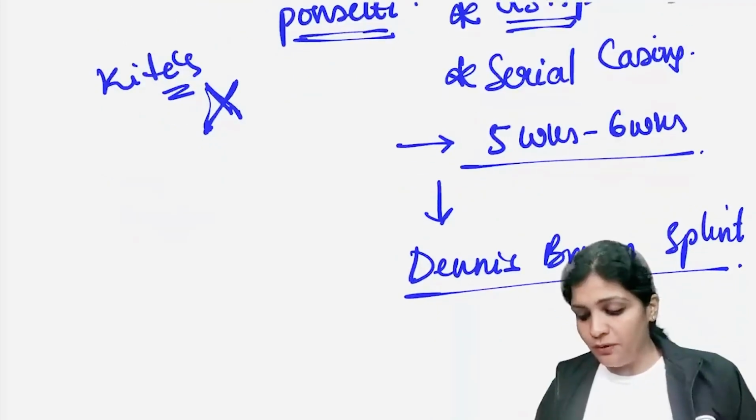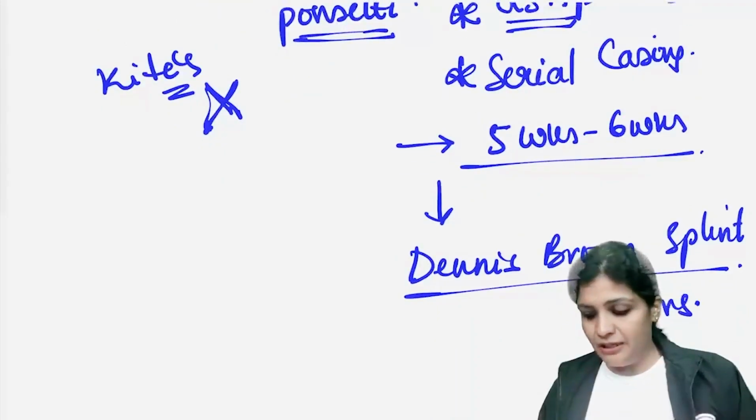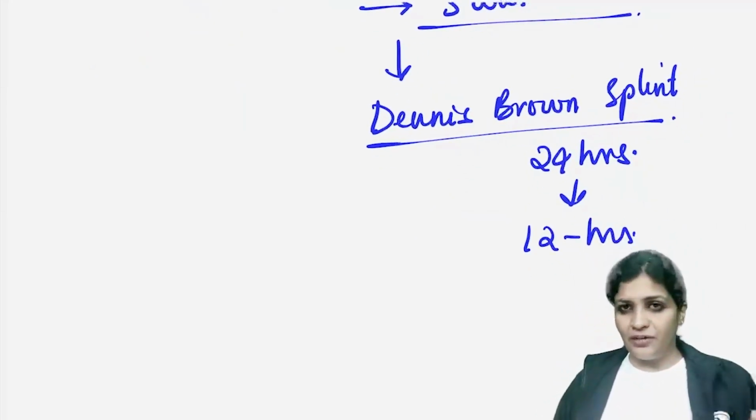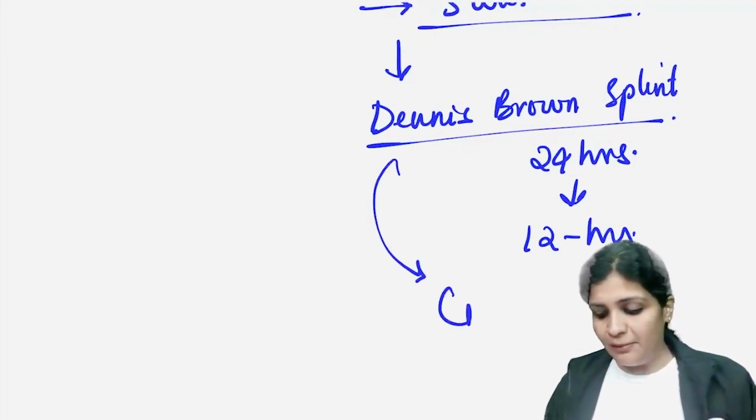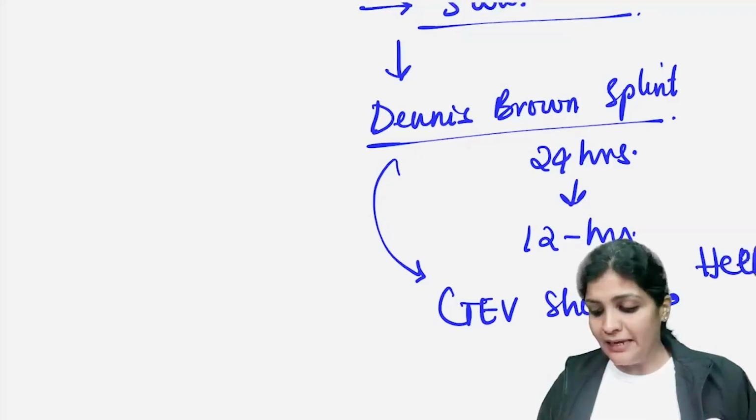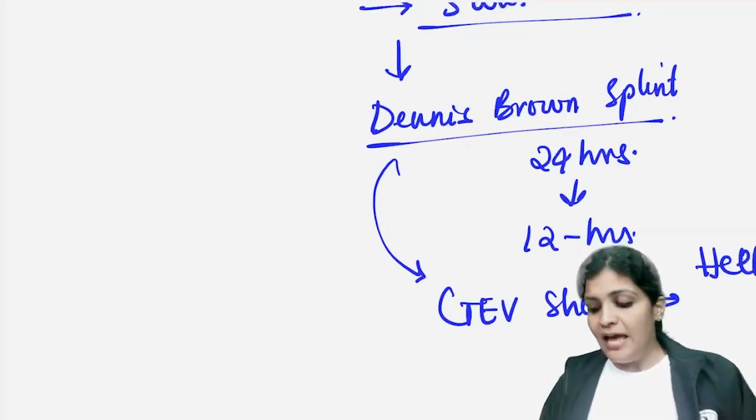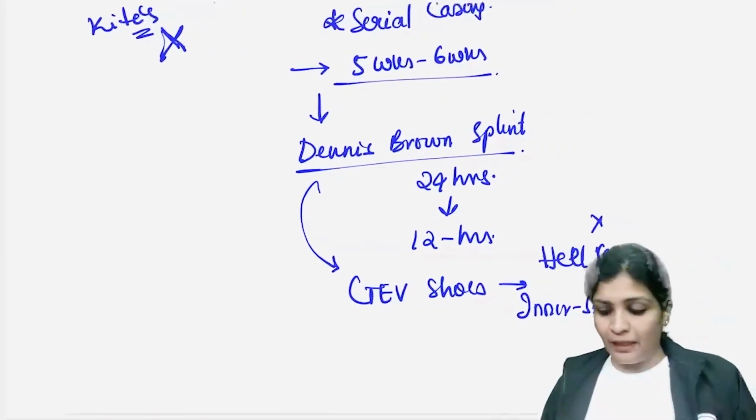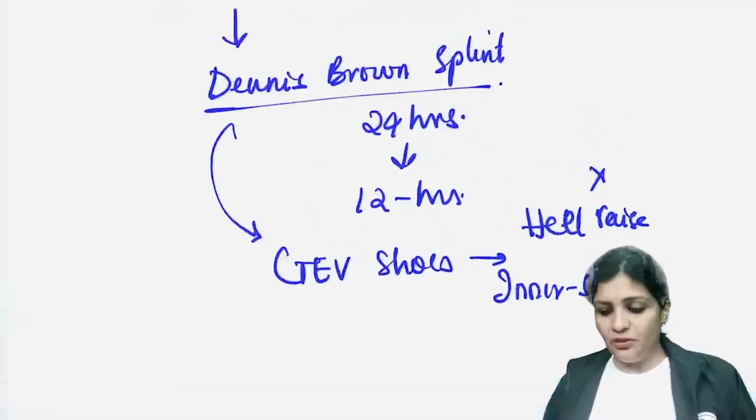So this splint should be worn for 24 hours initially. Later you can shift it to 12 hours, right? Then you put them in the CTEV shoes when they start walking. Here there is no heel rise. Heel rise should not be given, and the inner border should be straight. So that is how you treat the patient with CTEV.